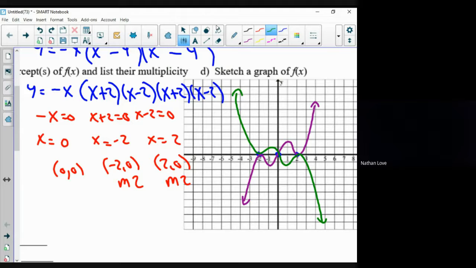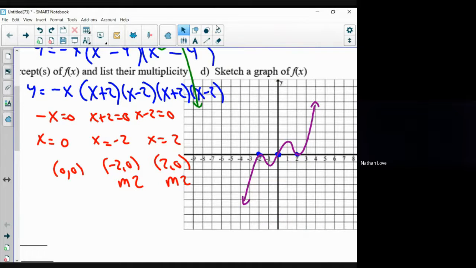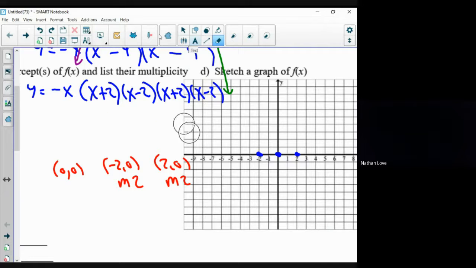There's a green one and a purple one, and they both kind of fit through all the points, correct? But there's only one right one. So what we have to do is look at our end behavior. Let me go ahead and move these out of the way. All right, let's look at our end behavior because that's going to be the telltale sign.